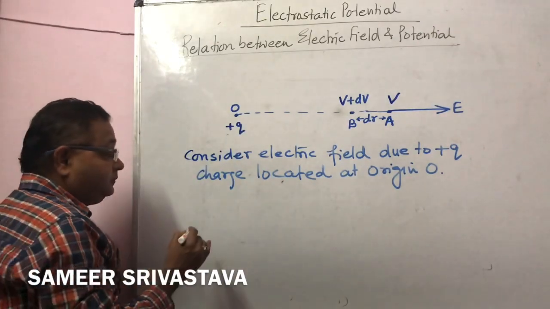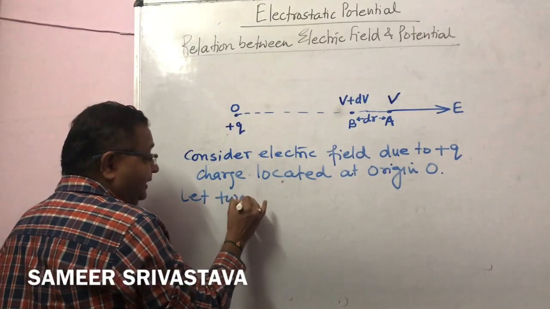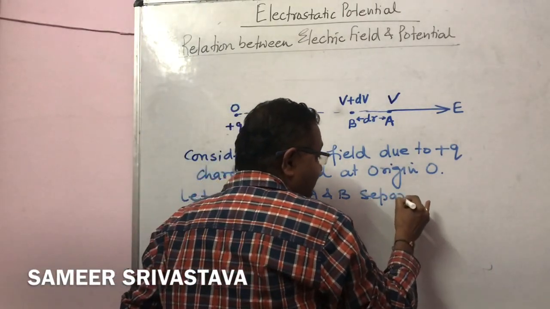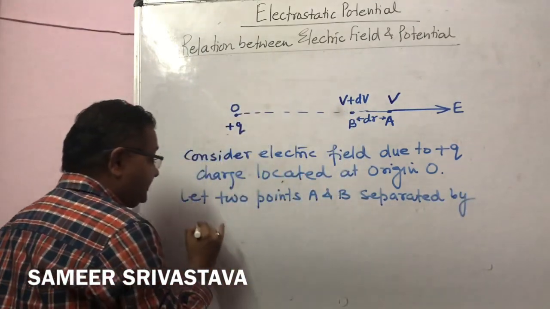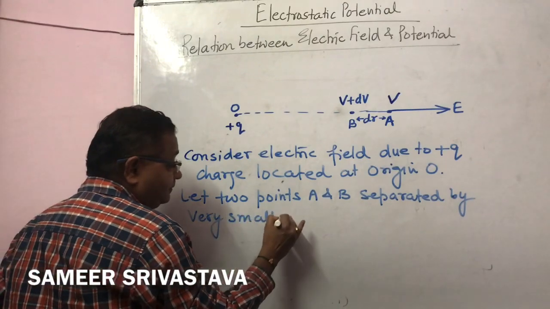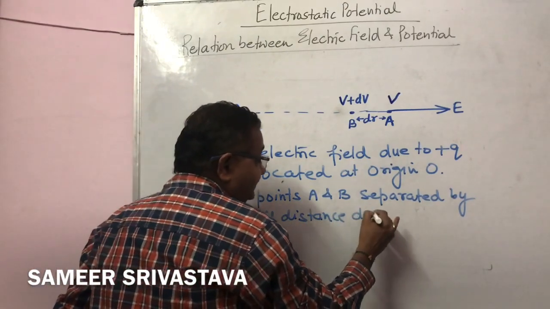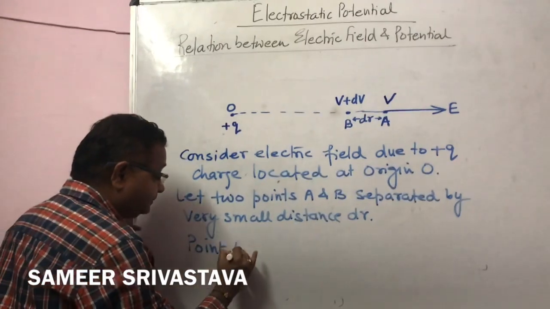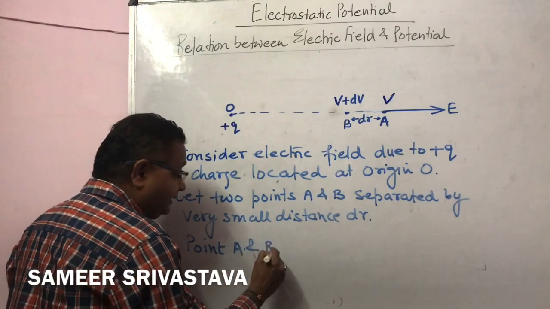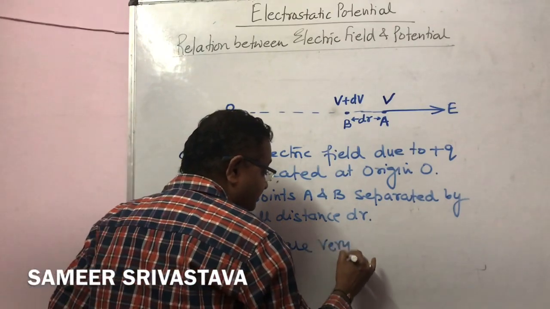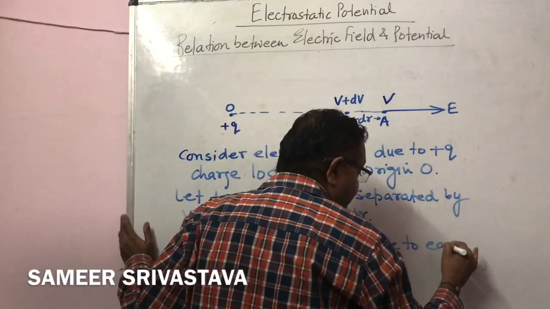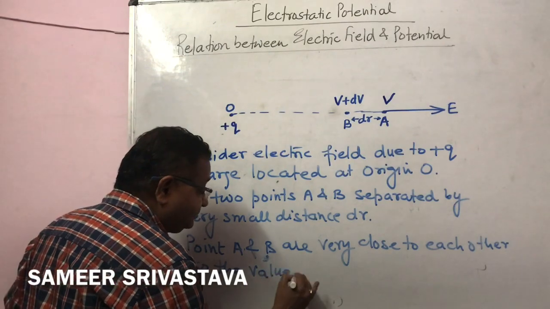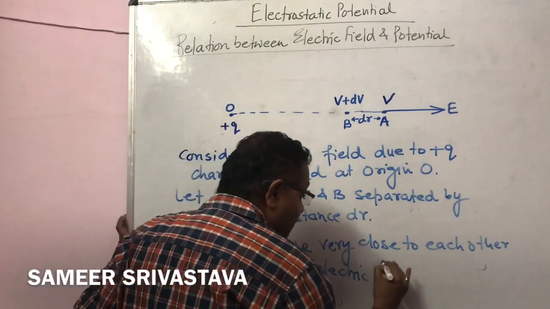Now second, what? Let two points A and B be separated by a very small distance dr. Point A and B are very close to each other, so the value of the electric field is almost constant.